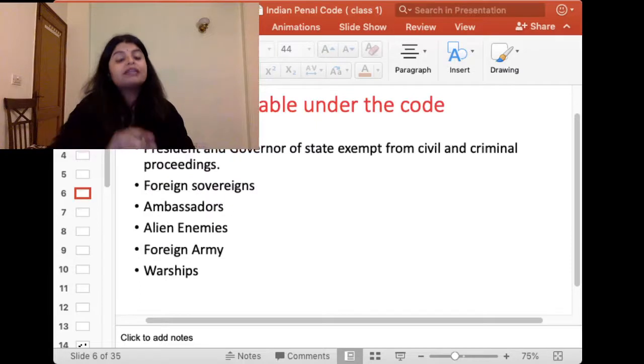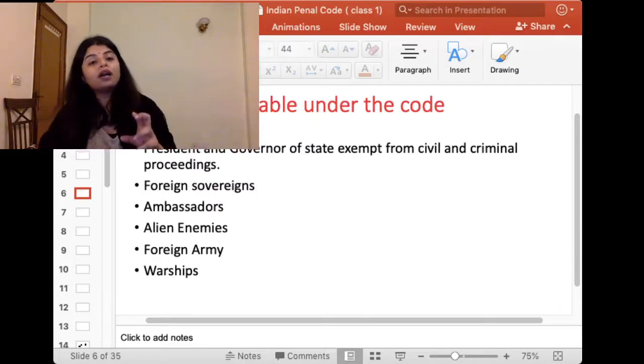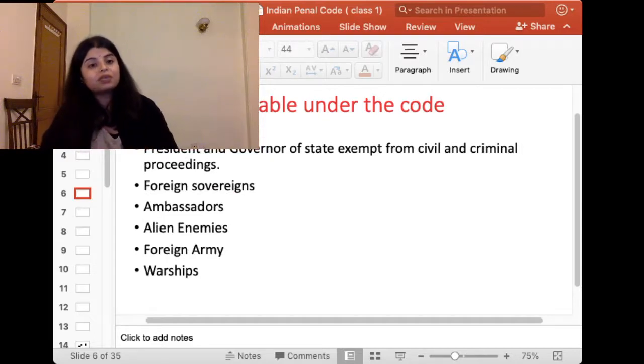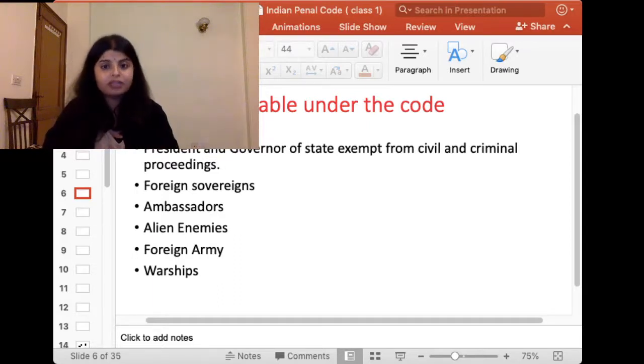Now, there are certain people who are exempted from civil and criminal proceedings, and they have been given protection under Article 361 of the Constitution. Article 361 states that certain categories of people would not be liable for any wrong they commit when they are on duty. So who are these people? President, governor of a state, foreign sovereigns, ambassadors, alien enemies, foreign army and warships.